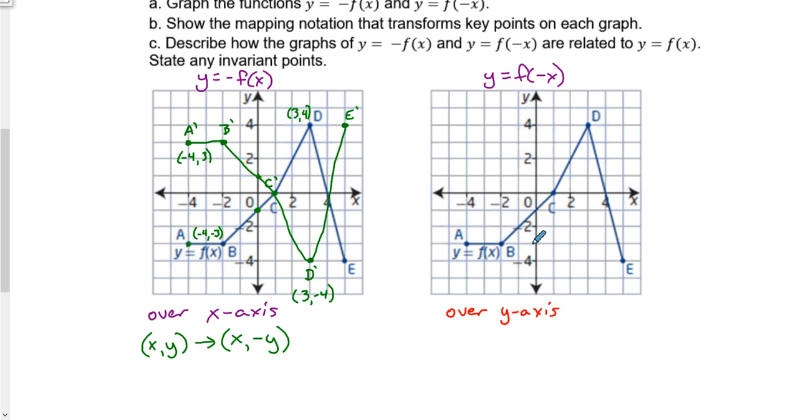A is, so since we're flipping it over the y-axis here, we have to count up how many points away from the y-axis it is. So A is 4 points over. The reflection is going to be 4 points on the other side. B is 2 points over. B prime. C is 1 point over on the right. So when it reflects over the y-axis, it's going to be 1 point over on the left. 3 on the right, 3 on the left. 5 on the right, 5 on the left.